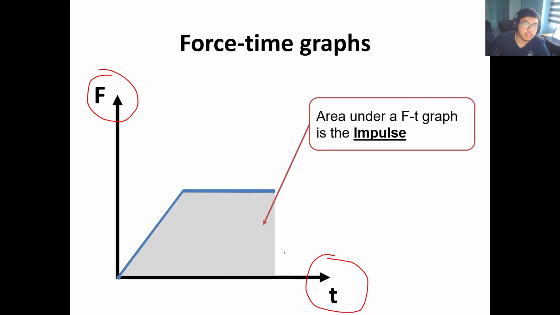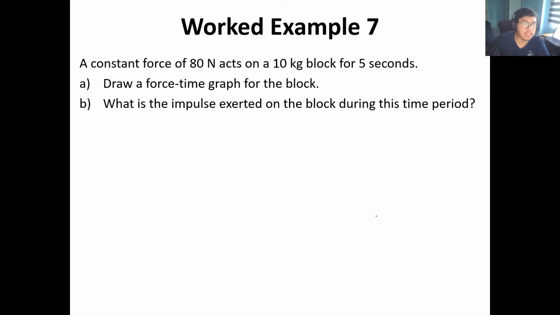The area under the force time graph, FT, that's just a shortened version of force time graph, is the impulse. So if you calculate the area, you will get the impulse. Let's do some examples and see how this is done.